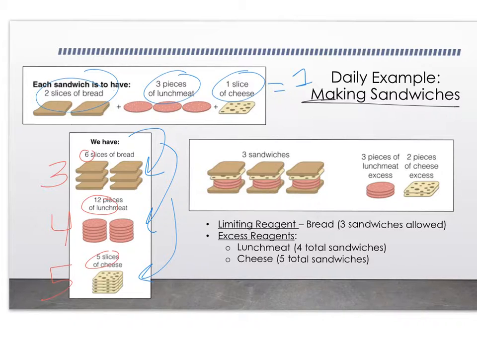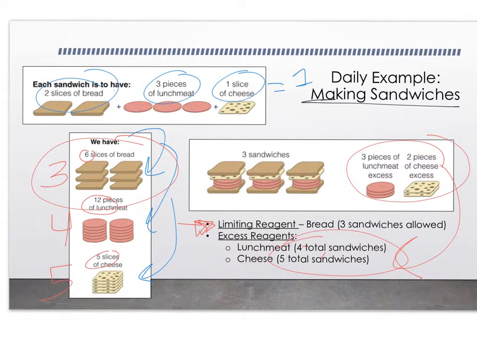Well, as we said before, the limiting reactant produces the least amount of our product. So the limiting reagent in this type of problem would be our bread because only 3 can potentially be made. But then our excess reagents, lunch meat and cheese, will be left over because they can produce more, but what limits us here is going to be our slices of bread.